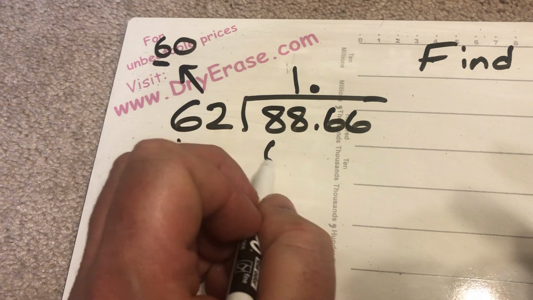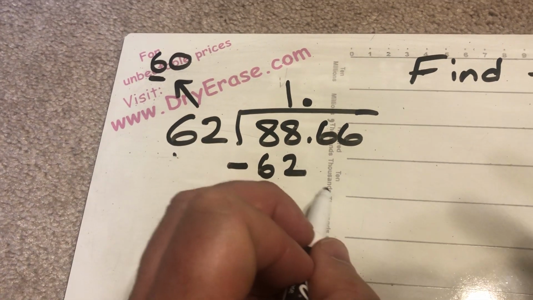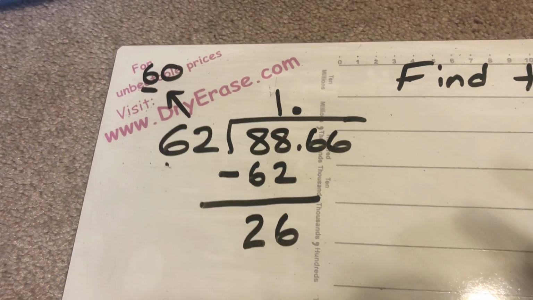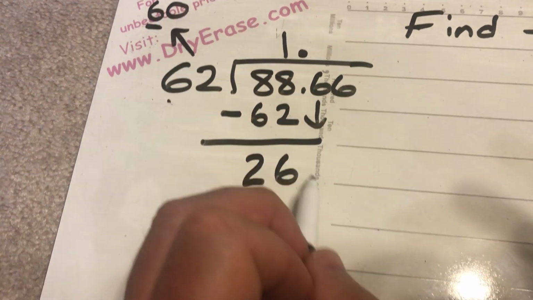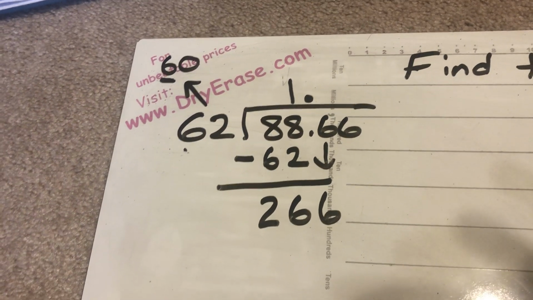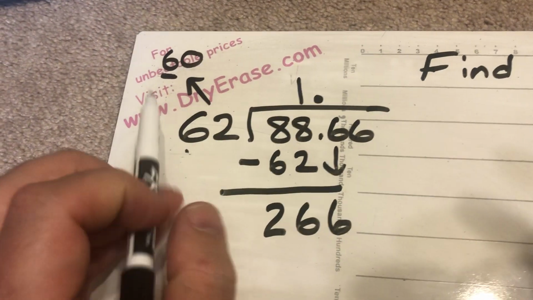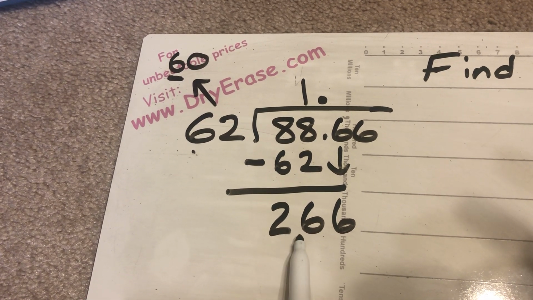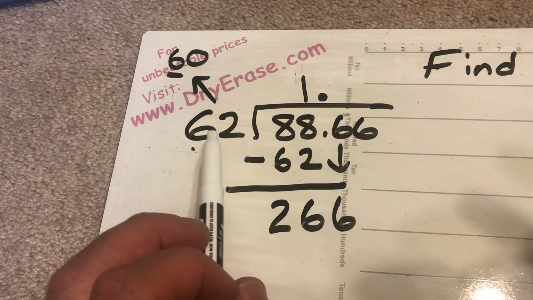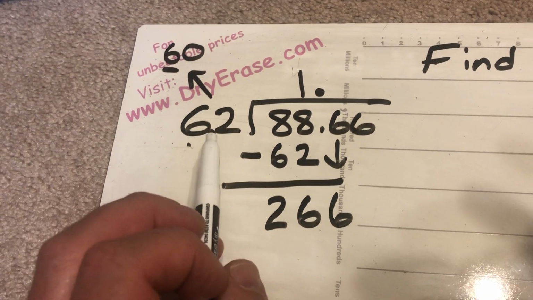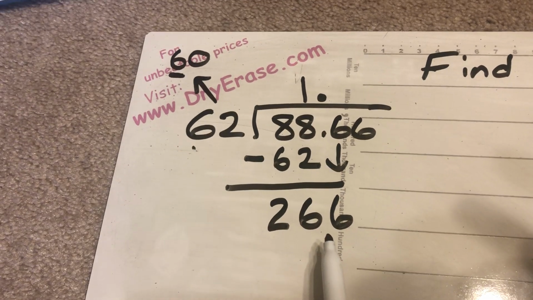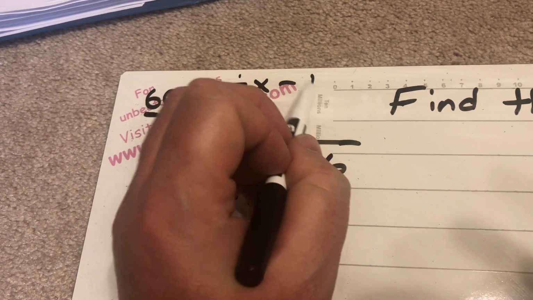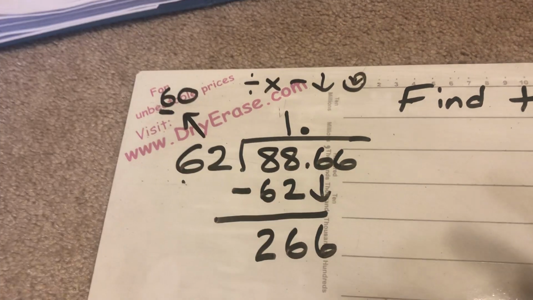1 times 62 is 62. 88 minus 62, 8 minus 2 is 6. 8 minus 6 is 2. Then I'm going to go ahead and bring this 6 down. Now, this is where those smaller numbers start to come into play, because I know that 6 can't go into 2. Once again, I ended up with 26 after I subtracted, which I like because 26 is less than 62. So I know that I've got to figure out now how many times 62 can go into 266. As always, we want to remember that order. Divide, multiply, subtract, bring down, start over again.